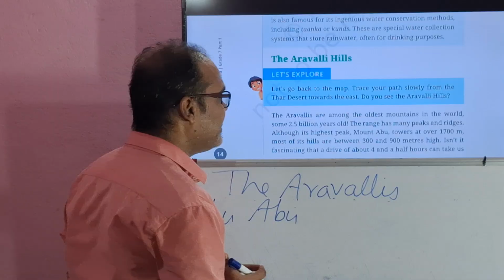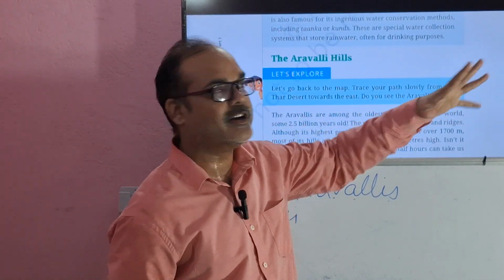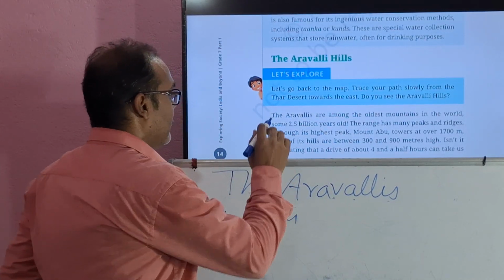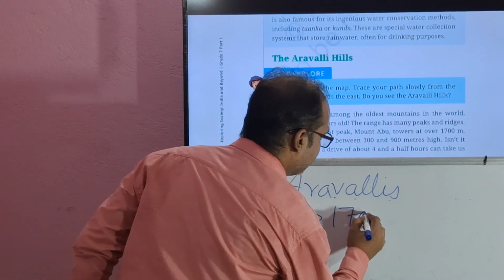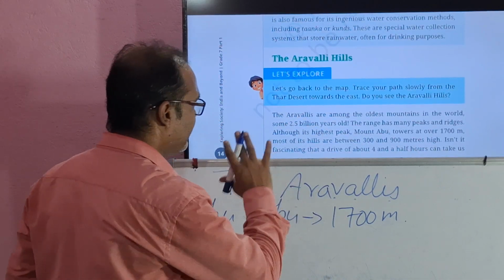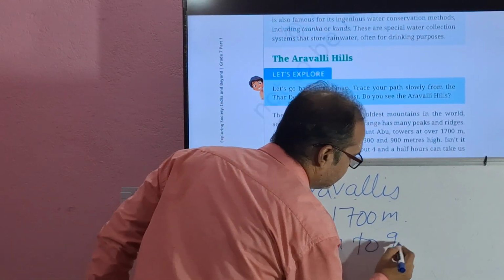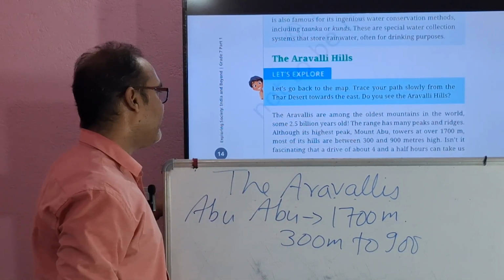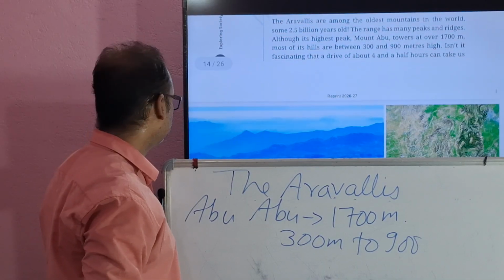It towers at over 1700 meters. Most of its hills are between 300 to 900 meters high. So this is the height. Mount Abu towers 1700 meters, and most of its hills are 300 meters to 900 meters.